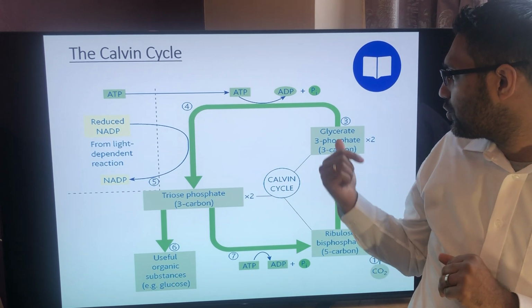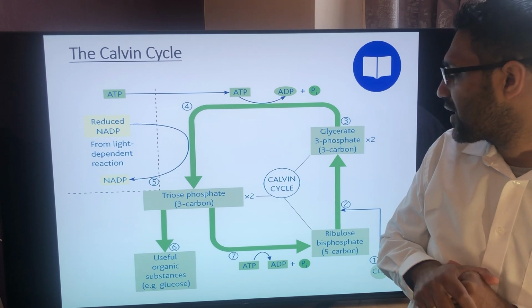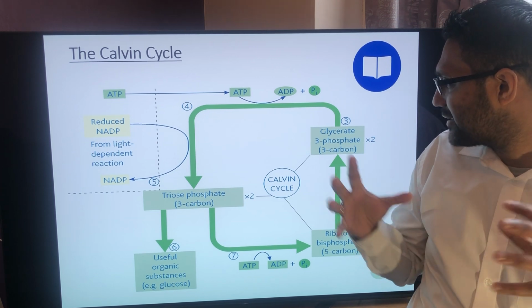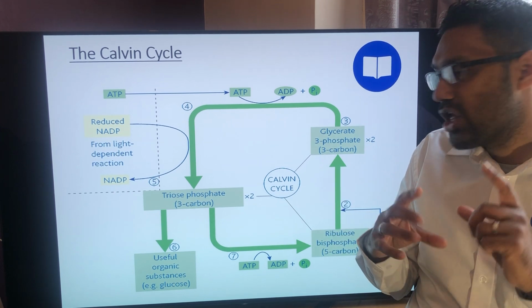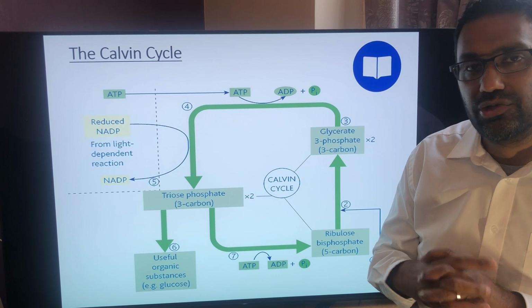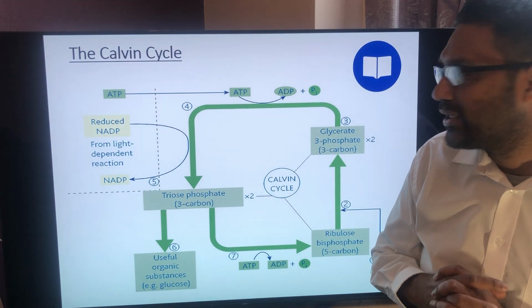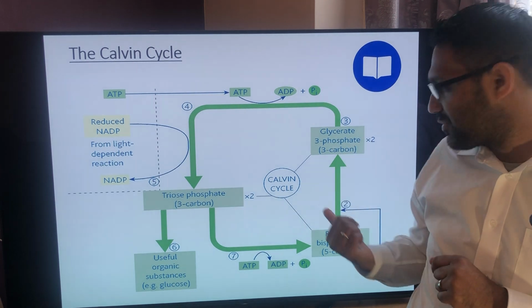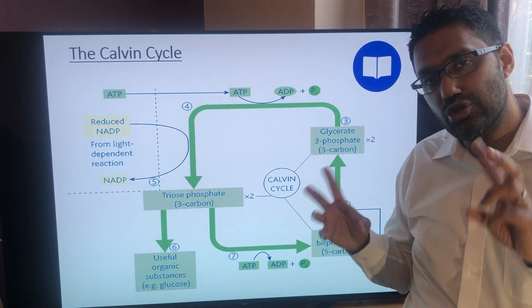Those 3 carbon molecules are called glycerate 3-phosphate. Once you've written the whole word out in an exam, you can simplify it to 3GP. The GP stands for glycerate phosphate, and we use the 3 to represent that it's got 3 carbons in it. You're going to get 2 lots of them, because you've got 6 carbons joined together here, so that gets split into 2 lots of 3.